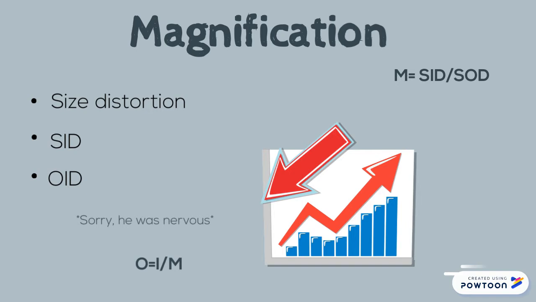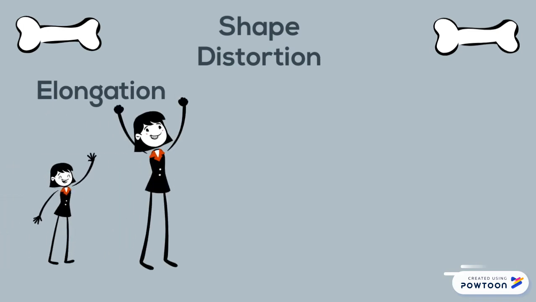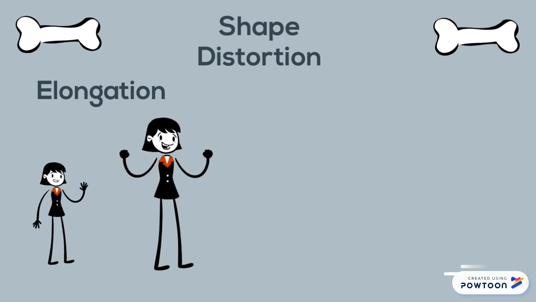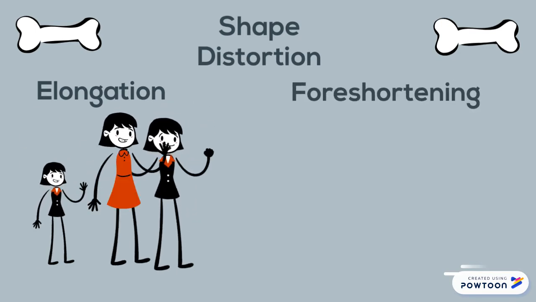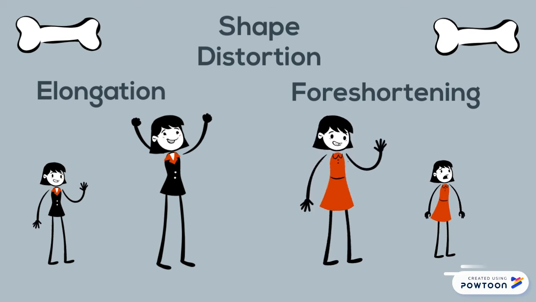Shape distortion is much simpler. It is misleading in the way that the image projected on the radiograph is either elongated, which means that the image looks longer than what it is. This is accomplished when the X-ray tube and image receptor are improperly aligned. Or it is foreshortened. The radiographed image looks shorter than what it actually is. This is accomplished when the anatomical part is improperly aligned.